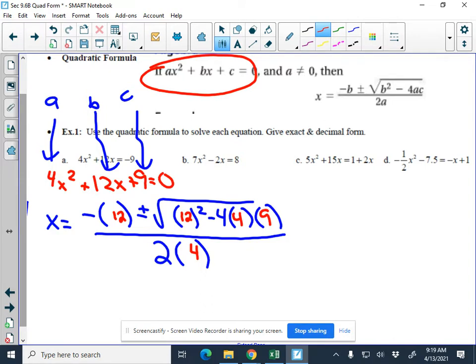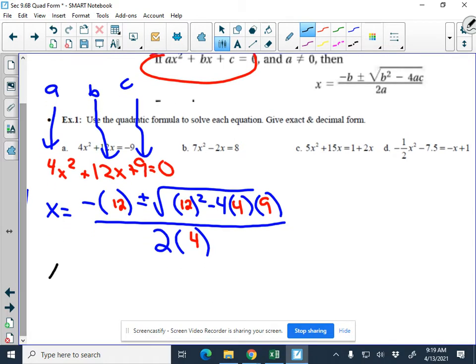Now we've got it set up. Yesterday we learned how to manipulate this thing. So we're going to rewrite it another step. What I've done is taken off the parentheses, made that negative 12. 2 times 4 is 8. But I want to figure out what's under the square root sign.